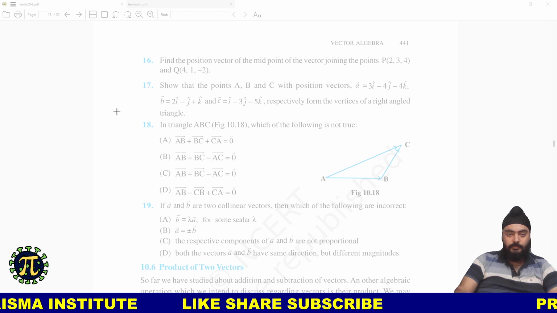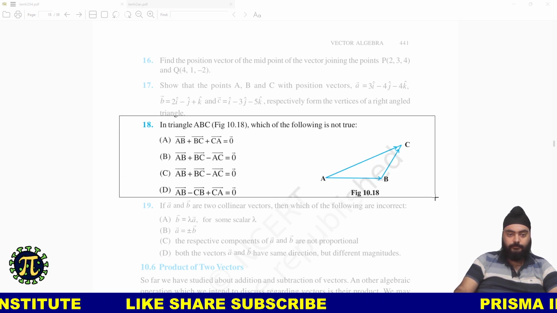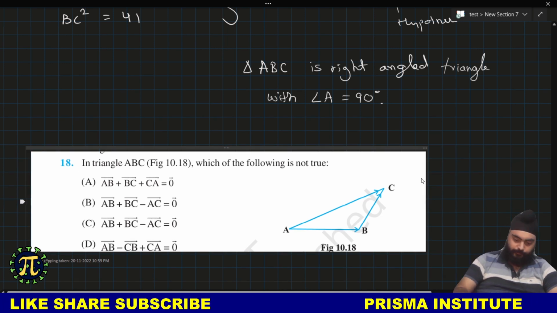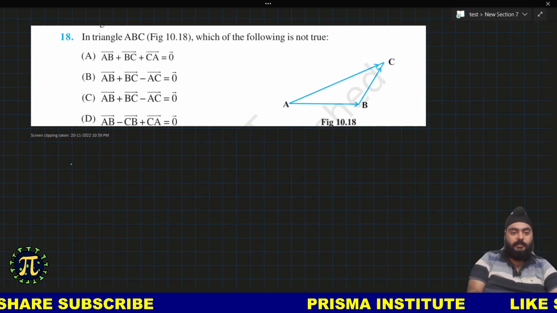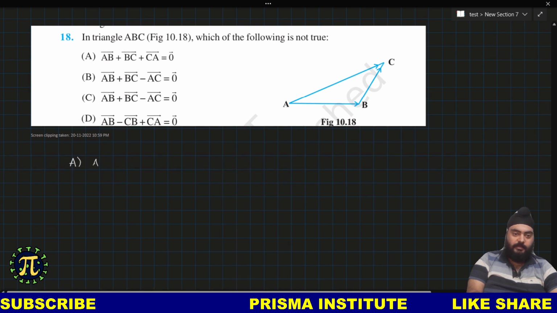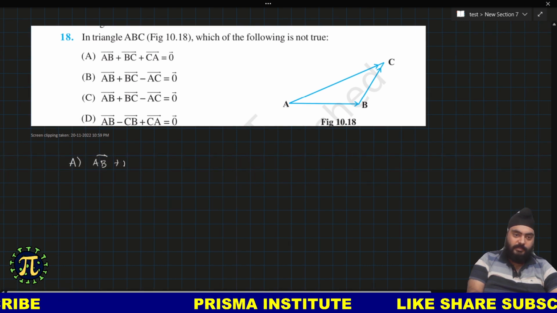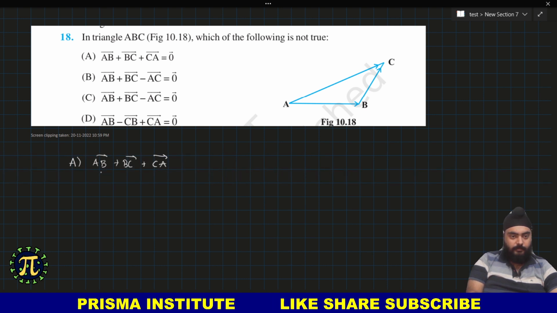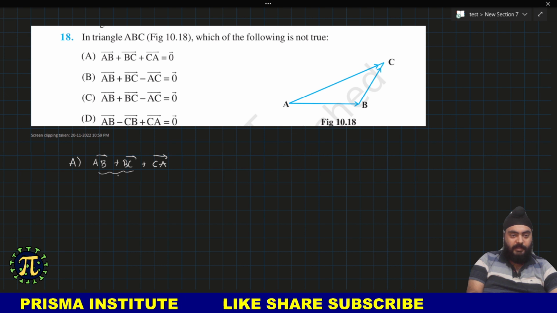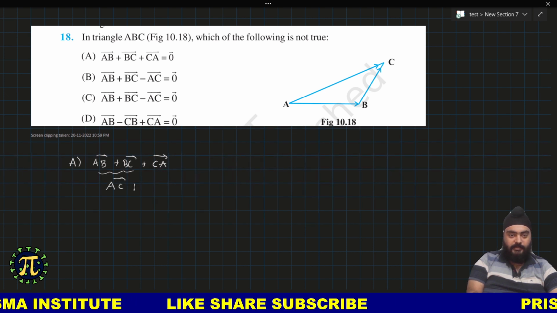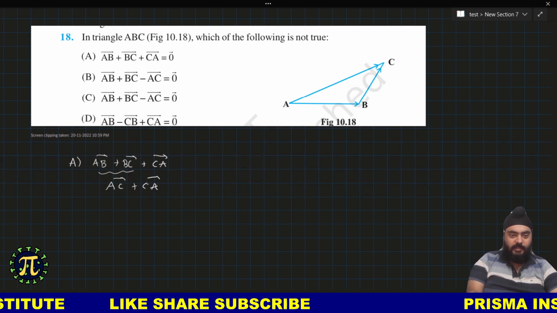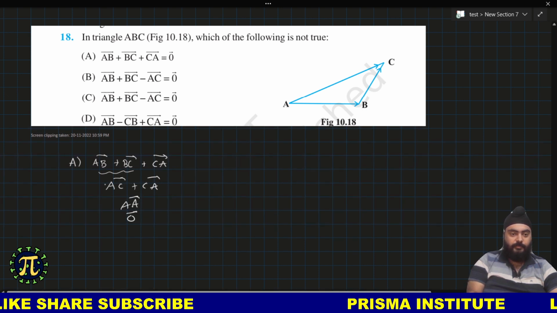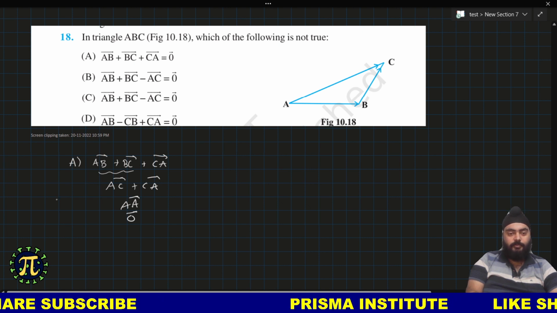Almost done. So 18th MCQ. Which of the following is not true? So let's first look at A. Option A says AB plus BC plus CA. Okay, so if I add these two, BB cancel, then we get AC, right? And AC plus CA, what will it be? So CC cancel, this is AA, right? And this is the null vector, right? Okay, this is true. So it is asking which is not true, right?